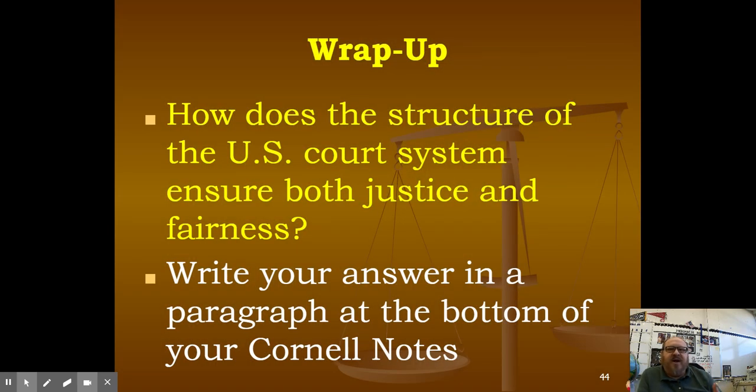All right, so how does the structure of the U.S. court system ensure both justice and fairness? I believe that is on your notes there, so answer that question.